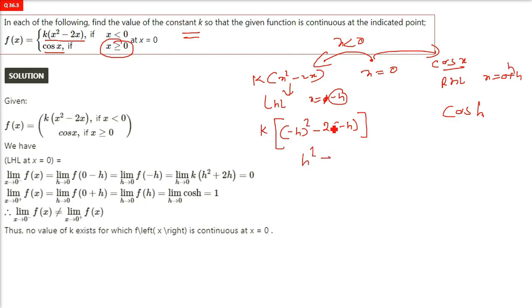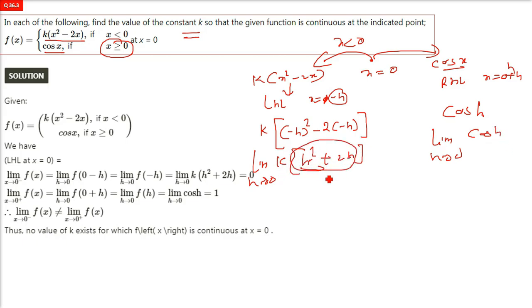Here we have k into (h square plus 2h) actually. So even if you take h outside with k or let it be inside, eventually if h is tending to 0, this is going to be 0. On the right hand side, cos h. See, on the left hand side I told you h is 0.